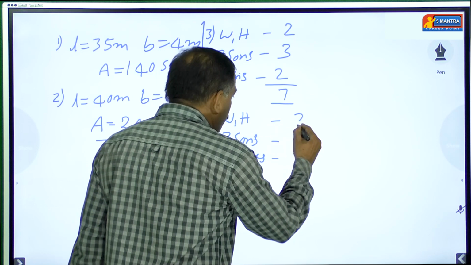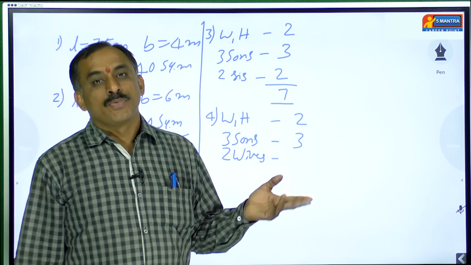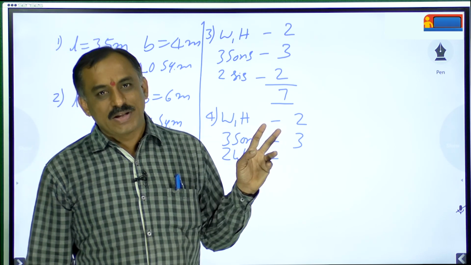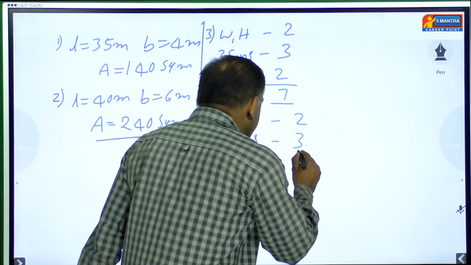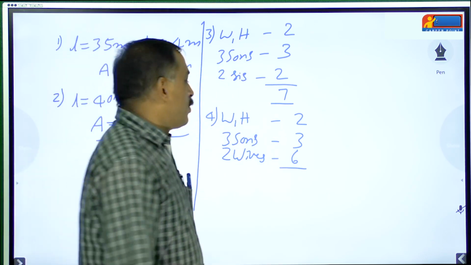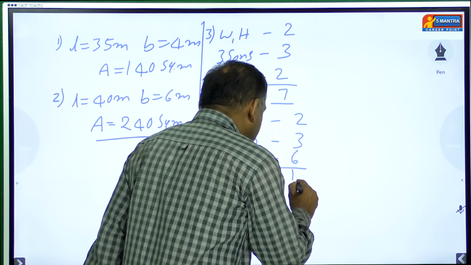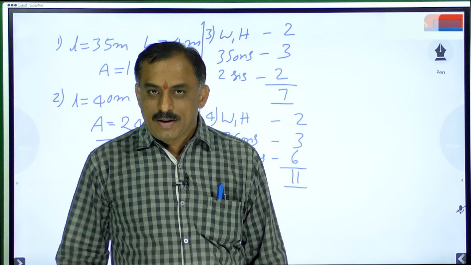Wife and husband 2, 3 sons. Each son has 2 wives. It means the 2 wives are not common for each and every brother. 3 into 2, 6 wives are there. Now how many members? Total 2 plus 3, 5, 5 plus 6 is 11. Therefore, 11 members are there in the family.